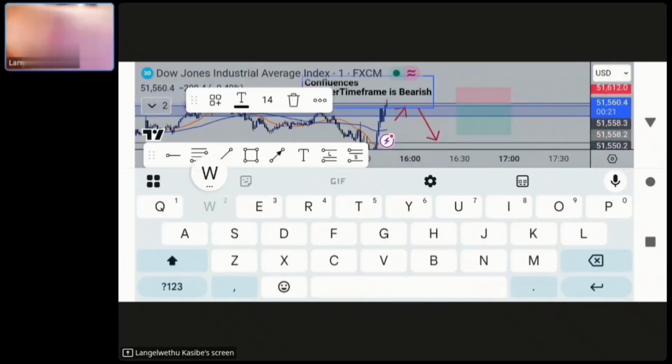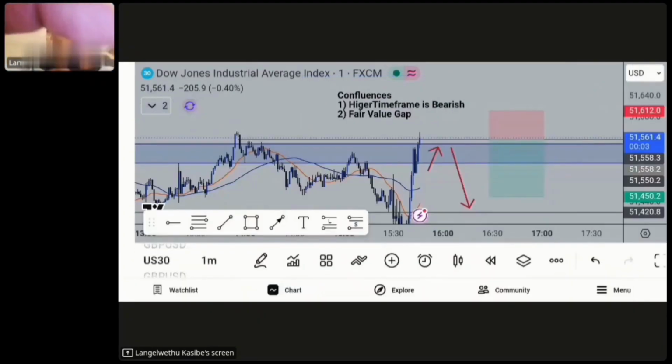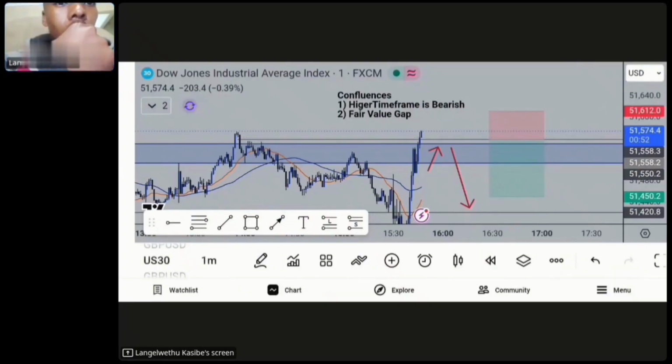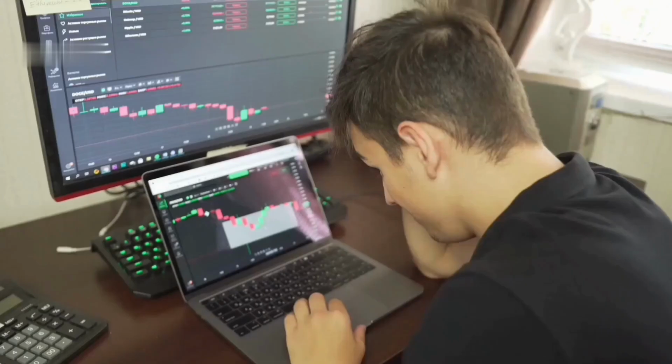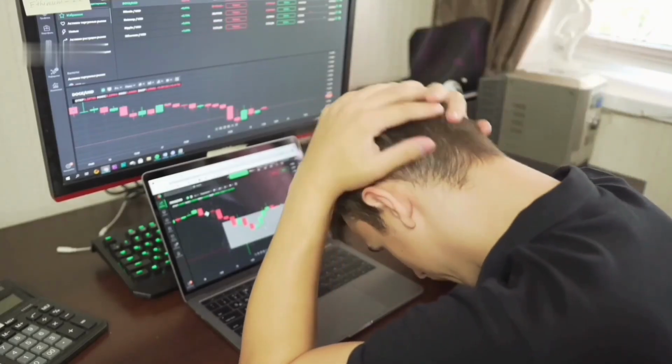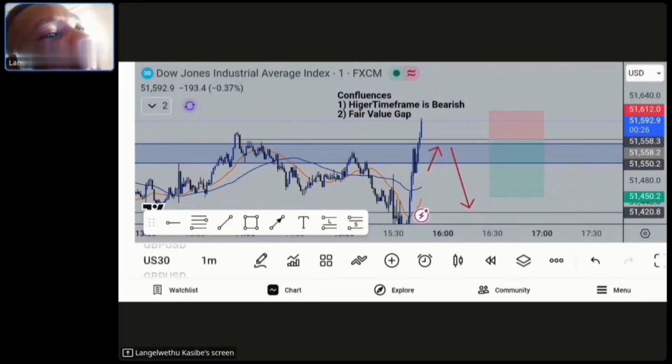Then number 2, we're going to say fair value gap. All right, now we see that price is about to go for an uptrend. Guys, let's just see how this trade plays out first. I think we're gonna get taken out. Okay, at least it told us very early to get out.